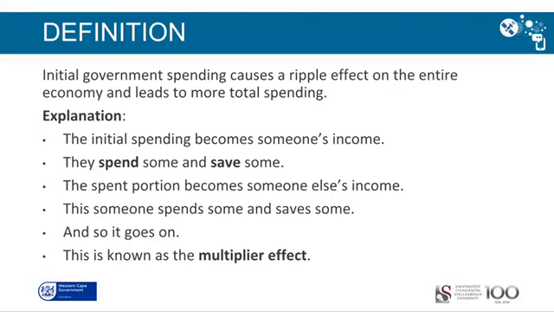Initial government spending causes a ripple effect on the entire economy and leads to more total spending. What this means is that the initial spending becomes someone's income. That person would then spend some of that and save some. Then the spent portion becomes a second person's income. And that person once again will spend some and save some, and so it goes on. And this is known as the multiplier effect.